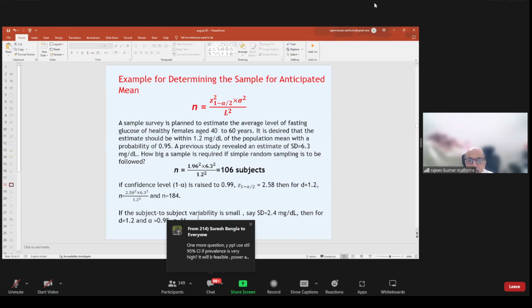Similarly, if I reduce the standard deviation from 6.3 to 2.4, my sample size will reduce to 16. So you can find out that if the numerator value I am decreasing, my sample size is decreasing.